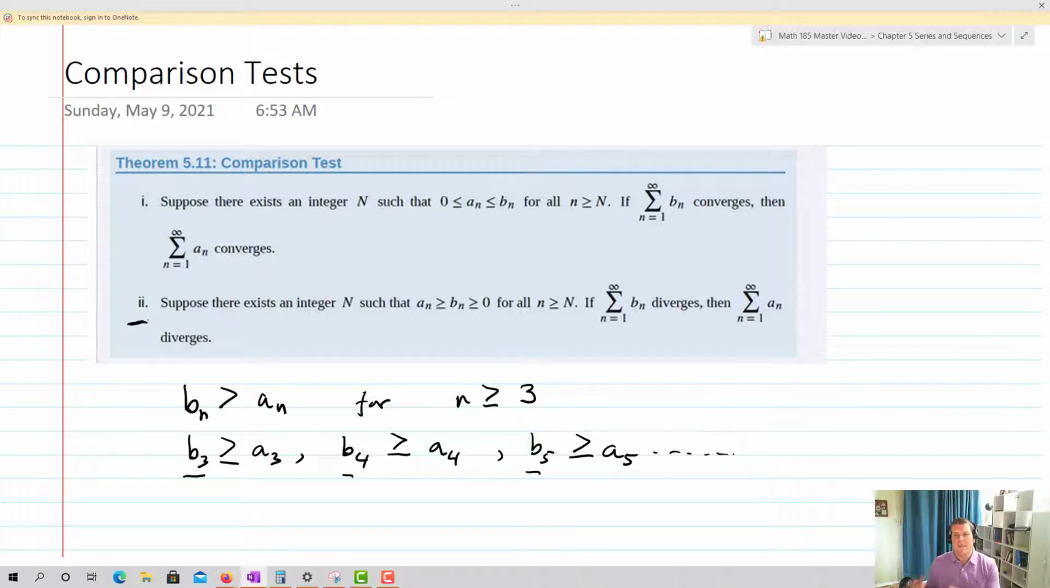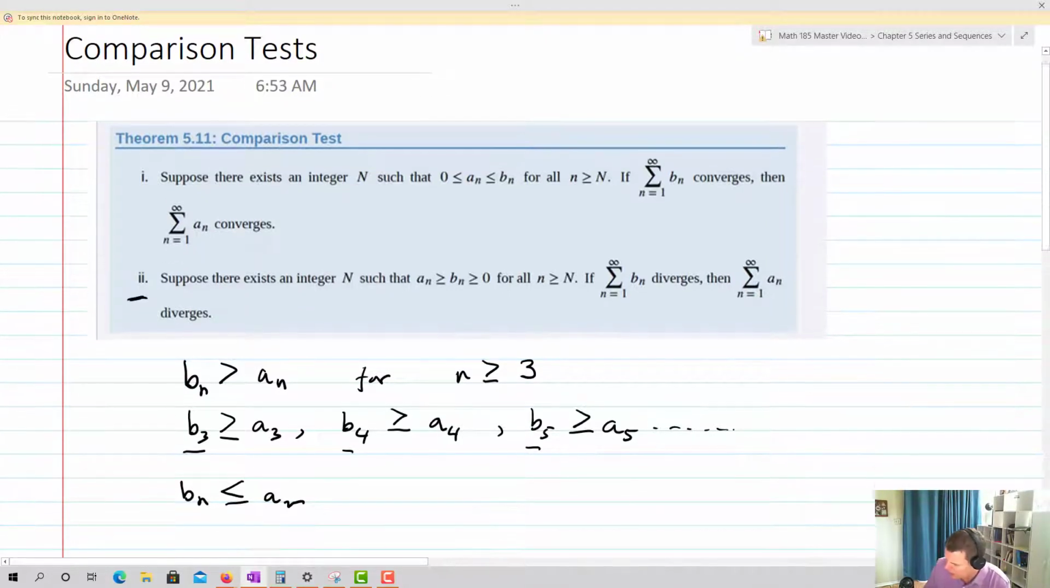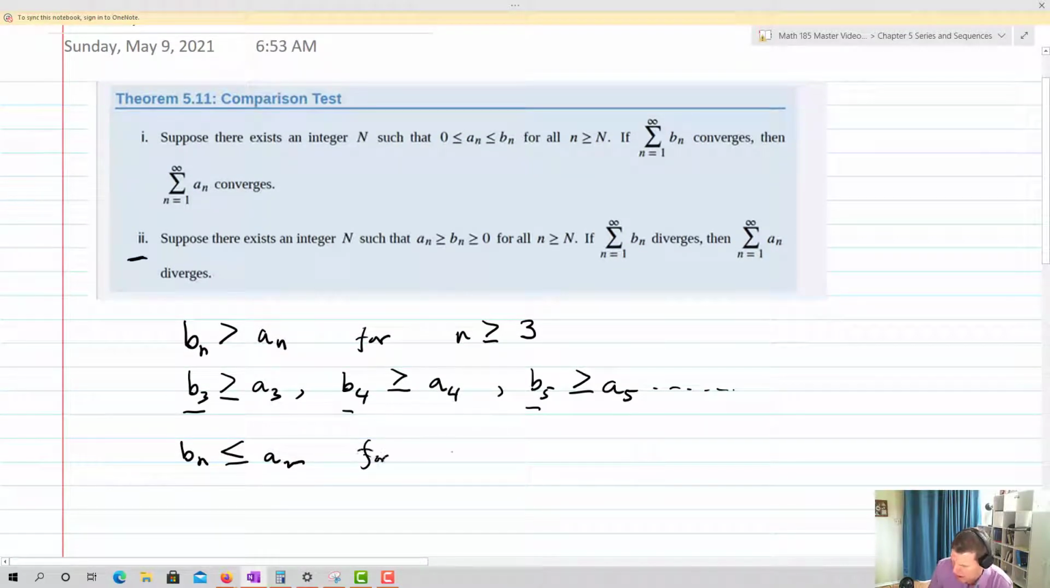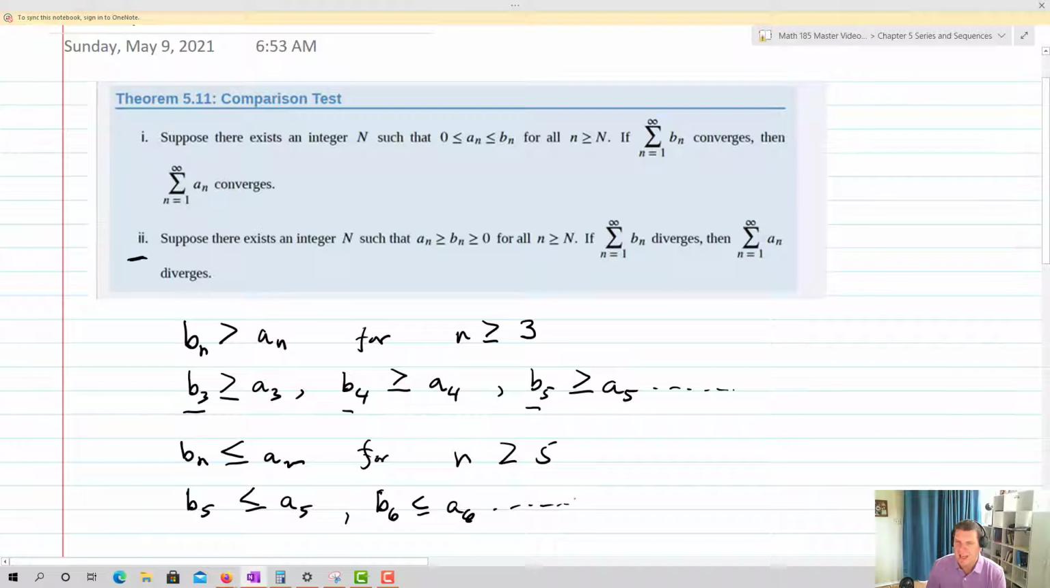Now, this is the opposite case. Now we have our b sub n's less than or equal to our a sub n's. Again, we can pick an arbitrary n greater than or equal to 5. Then b sub 5 is less than or equal to a sub 5, and b sub 6 is less than or equal to a sub 6, and so on and so forth. If the series of b sub n's diverges, the series of a sub n's has to diverge as well, because they're all bigger than the b sub n's.